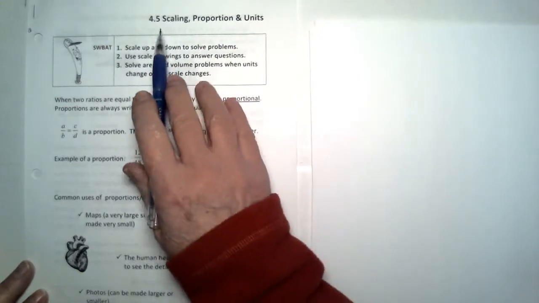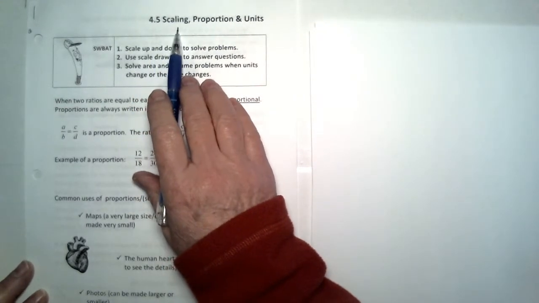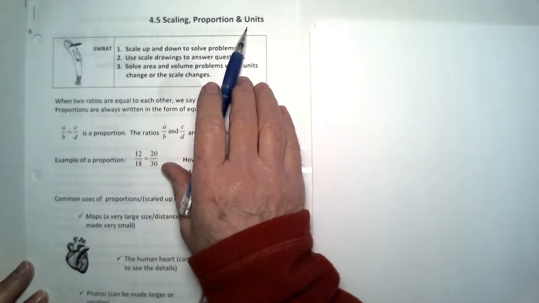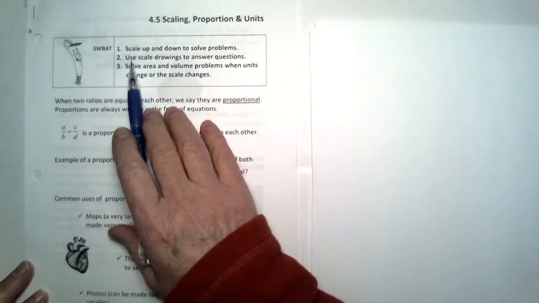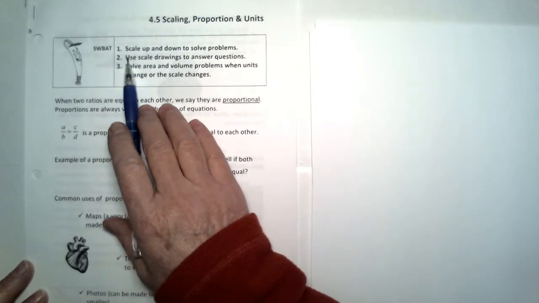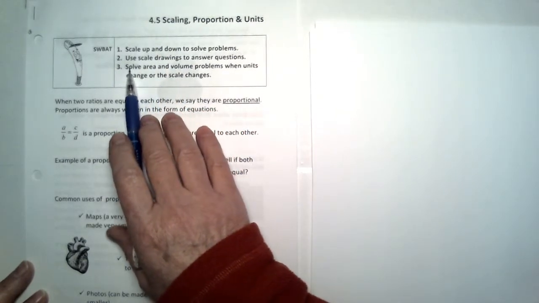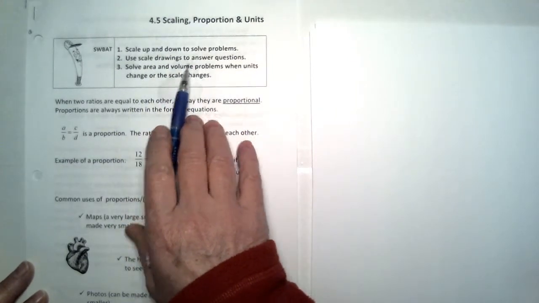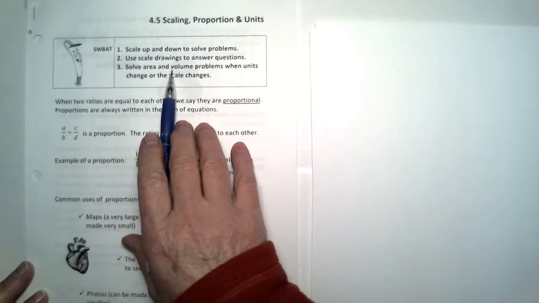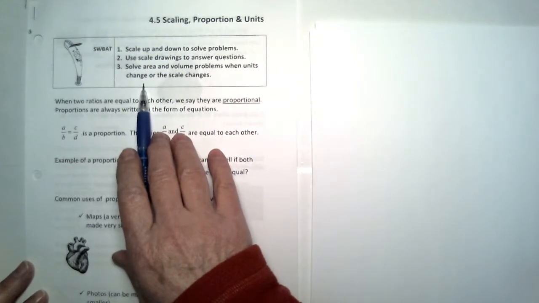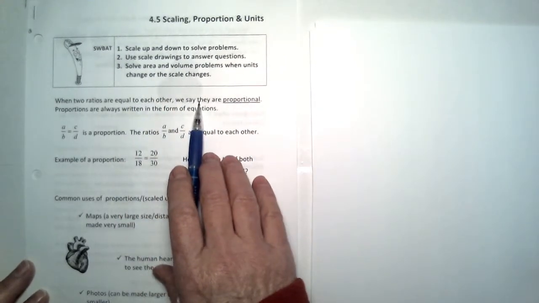So this is section 4.5. It has to do with scaling, proportions, and units. By the time we're finished, hopefully, the student will be able to scale up and scale down to solve problems, use scale drawings to answer questions, and solve area and volume problems when units change or when the scale changes.